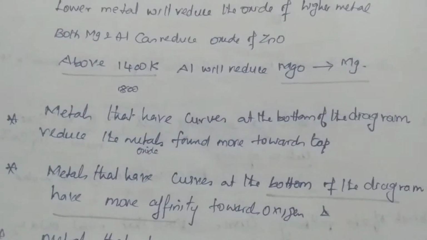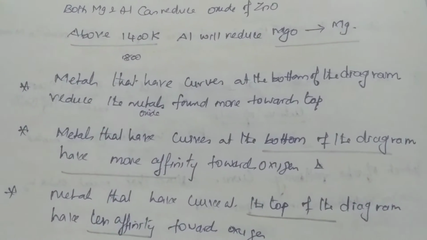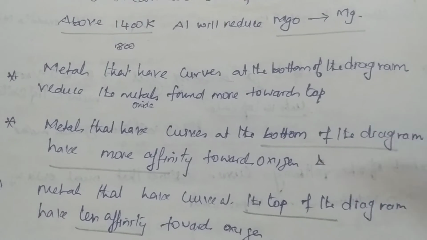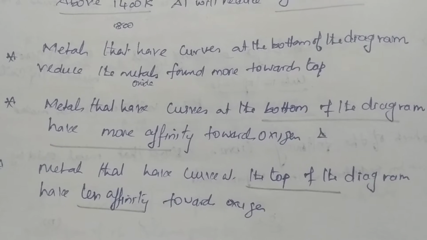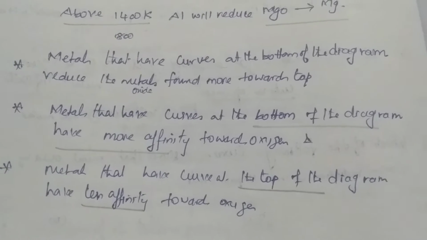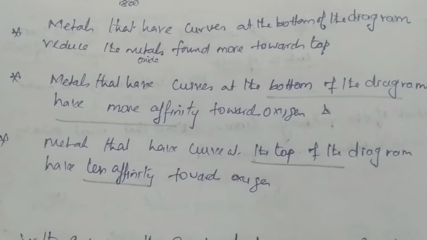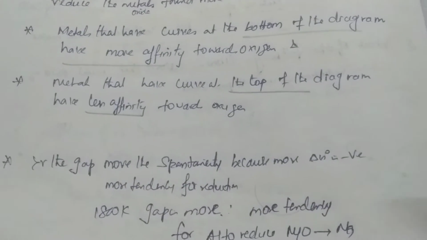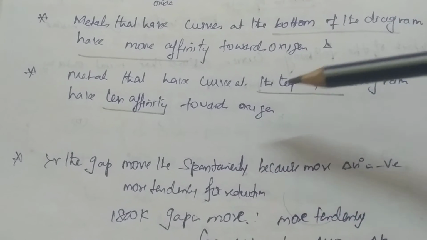The most important use of this Ellingham diagram is that the metals that have curves at the bottom of the diagram reduce the metals that are more towards the top. Metals that have curves at the bottom of the diagram have more affinity for oxygen, and therefore they will act as a reducing agent. They will undergo oxidation and will reduce the metals that have the curve at the top of the diagram because they have less affinity for oxygen. And again, the greater the gap, the more the spontaneity, because the more delta G is negative, the more tendency for reduction.